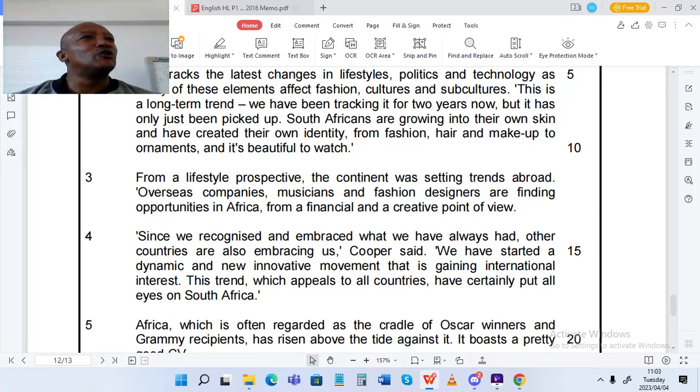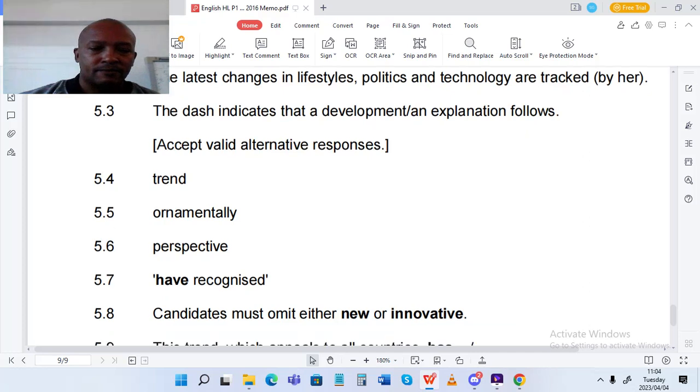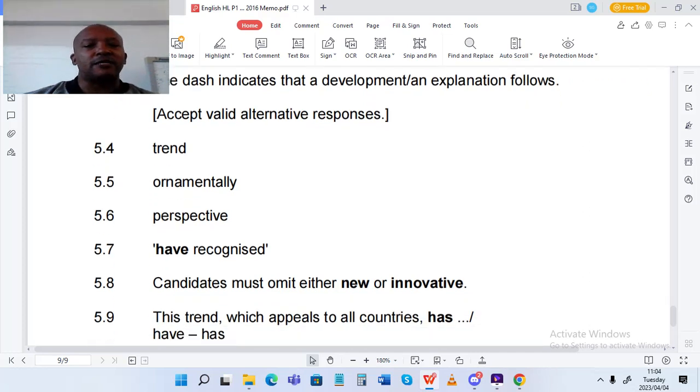Don't look at the whole sentence. Look at where's my subject, who's doing it, and where's my verb. Do they correspond? Do they agree? In this instance, you can clearly see one trend does not agree with have. If they said trends, we could have said these trends have certainly, then it would have been correct. So let's see what the memo does. But you can rewrite the whole sentence, it won't be wrong. That's what they did. This trend which appeals to all countries has.